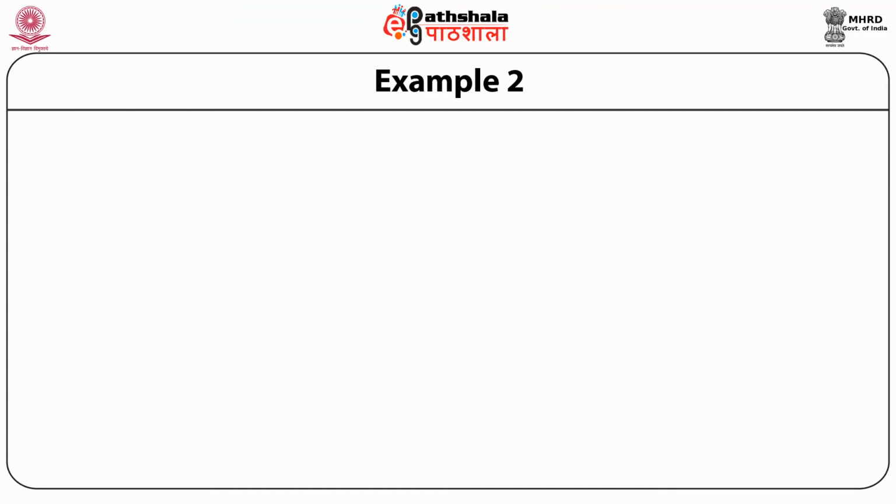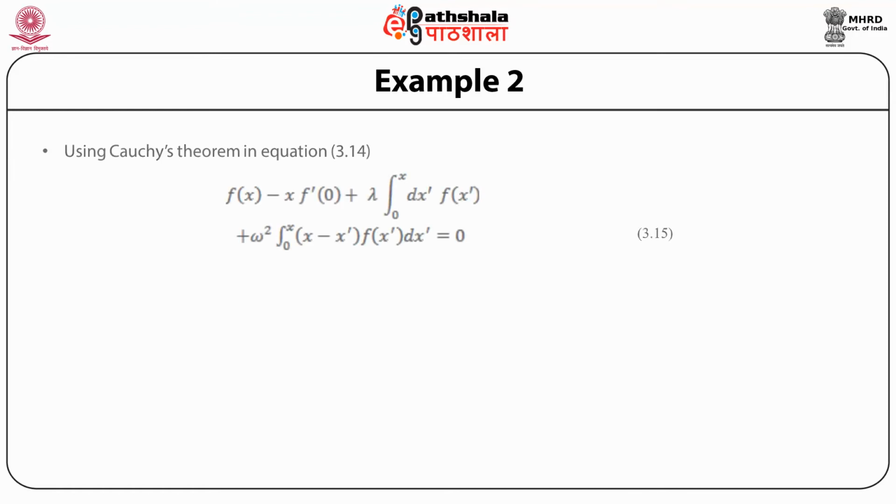Now in the double integral on the left hand side of this equation 3.14, we use Cauchy's theorem. Using Cauchy's theorem, this double integral is converted to a single integral and we get f(x) minus x f prime(0) plus lambda integral of f(x prime) dx prime from 0 to x plus omega square integral dx prime from 0 to x of the function f(x prime) multiplied by (x minus x prime). This term is obtained from Cauchy's theorem for n equal to 2.